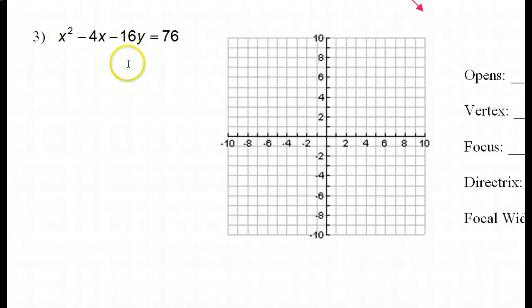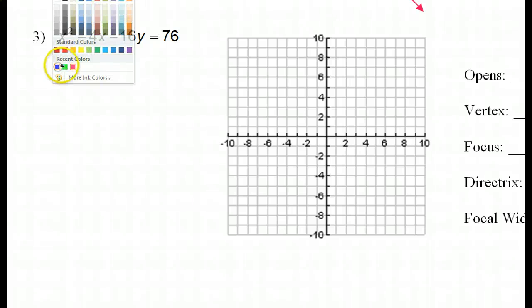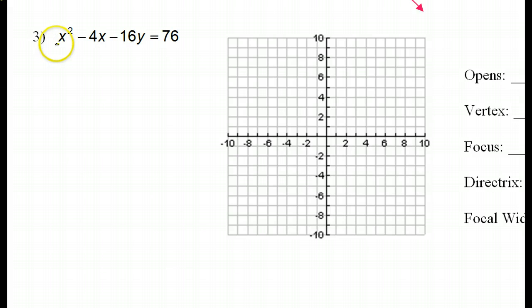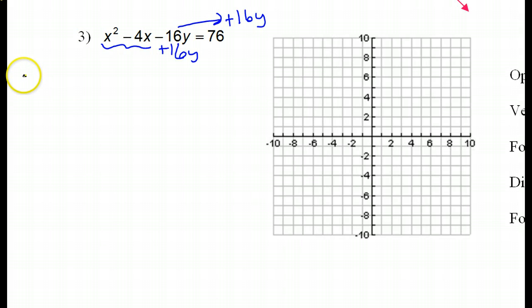Alright, so we need to convert this to standard form. Notice the x is squared. That means the x's will be on the left, which means this needs to go to the right. So I'm going to do plus 16y on both sides. Okay, so that's going to leave me with x squared minus 4x. Leave a space to complete the square. Then I'll have positive 16y plus 76.